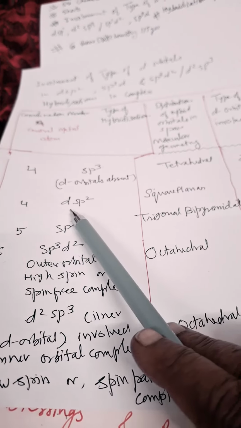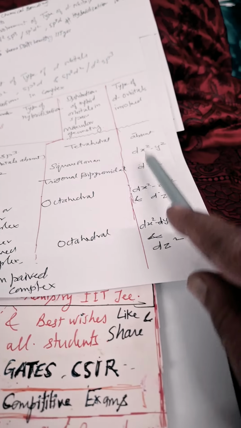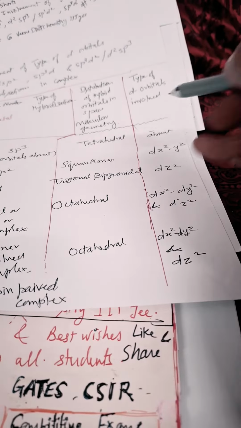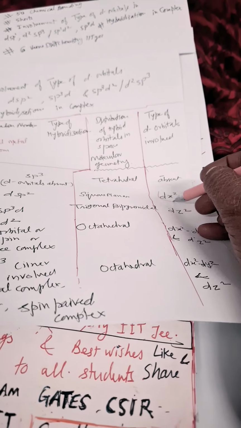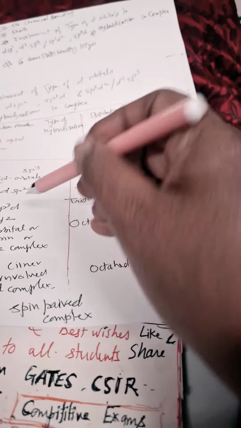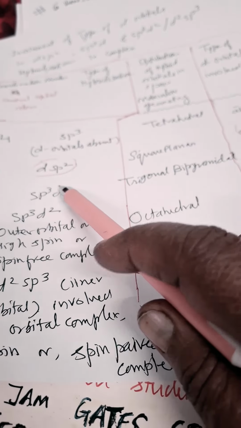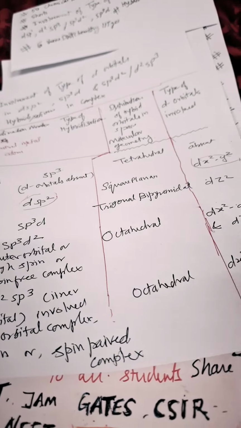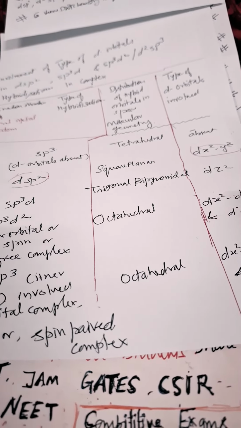In case of dsp2, square planar geometry will be there, and the dx square minus y square orbital is involved. Which type of orbital? dx square minus y square. In which case? dsp2. In dsp2, the d orbital is involved, the structure is square planar, and the type of d orbital is dx square minus y square.